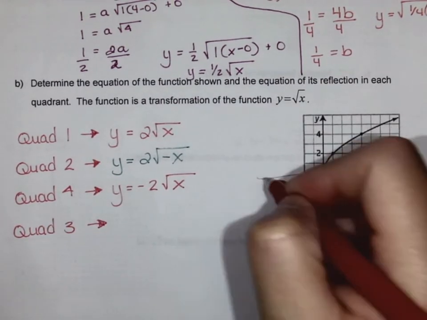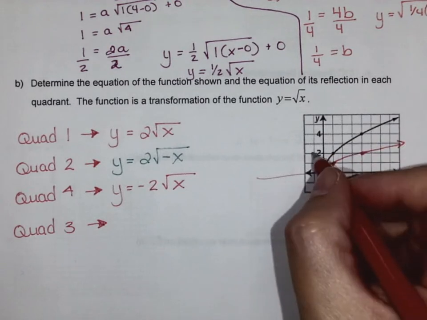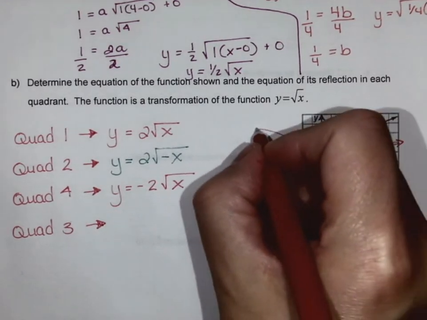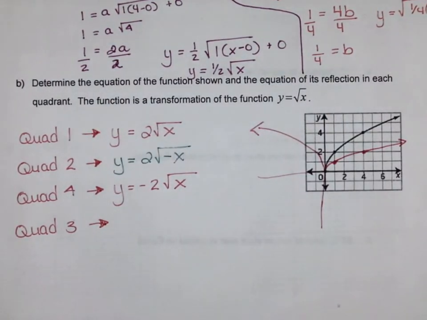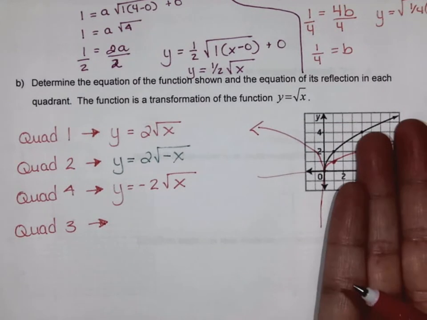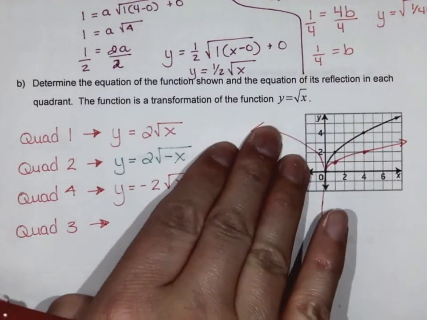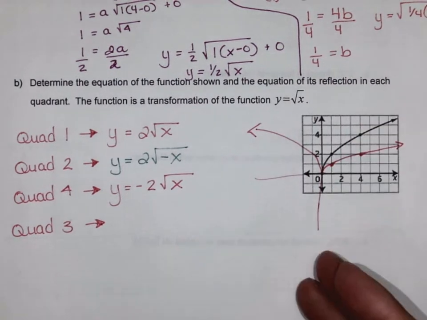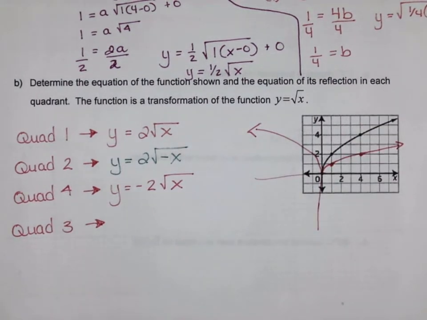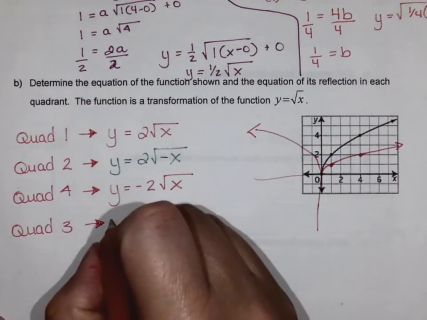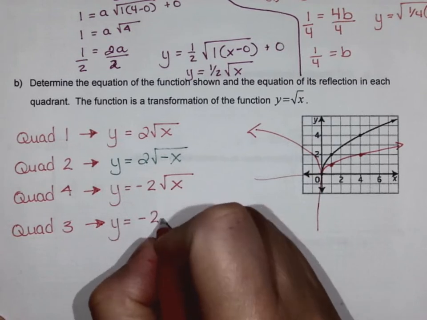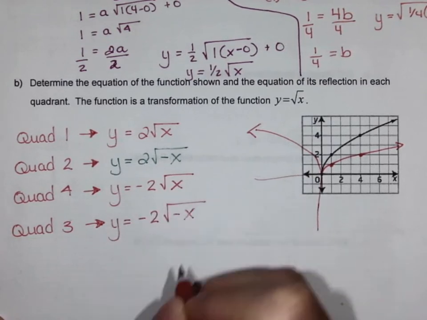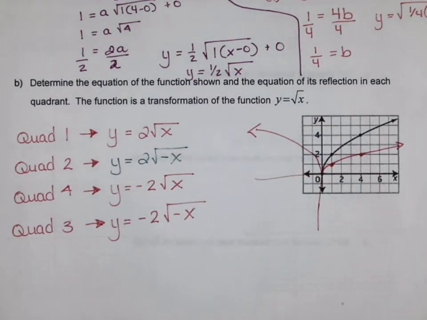So you need to be over here somewhere, right? So this one would go in quadrant 2, it would look like that. And then where would you need to go? Down, down. So we need to do a reflection in the y and then the x. Or we could do it in the x and then the y. It doesn't matter because you're multiplying. So this one's going to be y equals negative 2 root negative x because you need both reflections to get to quadrant 3.